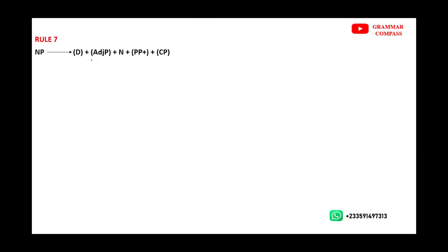Now let us talk about the last rule for the complementizers. That is, when you have a noun phrase that consists of a determiner, an adjective phrase, the noun head, more than one prepositional phrase, and a complementizer phrase. Let us have this example: The truth about my father, that he is a doctor, is fascinating. First of all, the whole of this, the underlined words, forms our noun phrase. So we have NP. And then is fascinating becomes our VP.